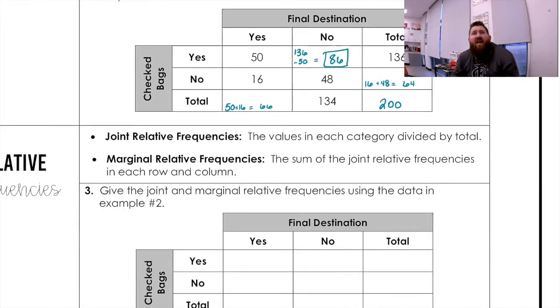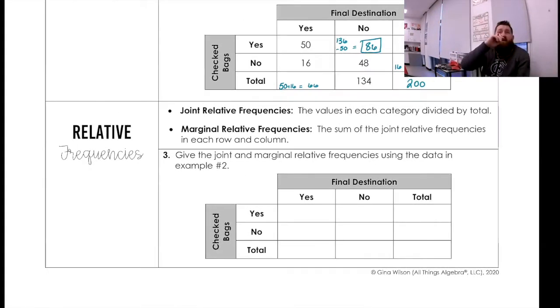So we can use this data to determine frequencies. We're going to take the data from the checked bags and final destination and determine what percentage of the time this is occurring. To do that, we're just going to take the number in each box, so the 50, the 86, the 16, the 48, the 136, the 66, the 134, and divide it by the total. So we want to know what percentage of our population is in this box.